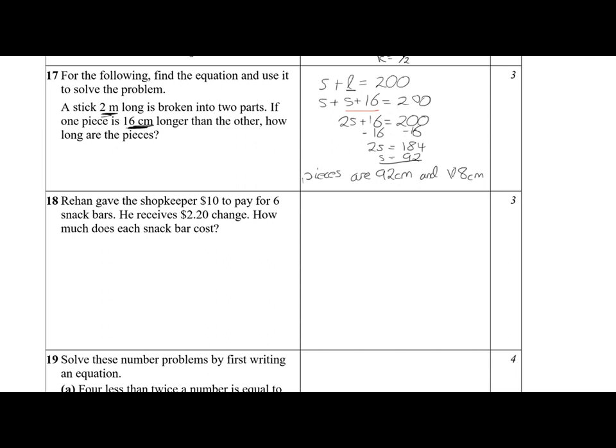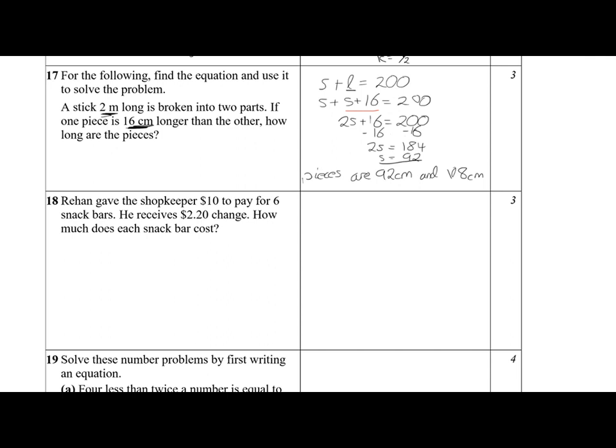All right, question 18. You can use algebra. You might not use algebra. I'm going to show you the algebra way to do it. It's up to you. You might not want to use it. So Rehan gave the shopkeeper $10 to pay for 6 snack bars. He then receives $2.20 change. How much does each snack bar cost?